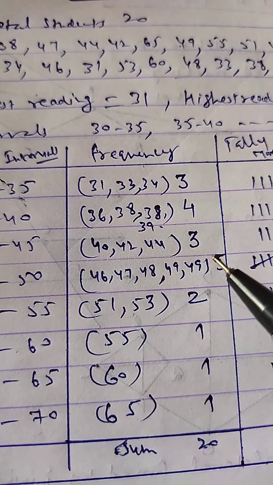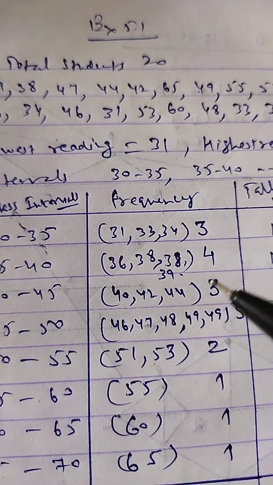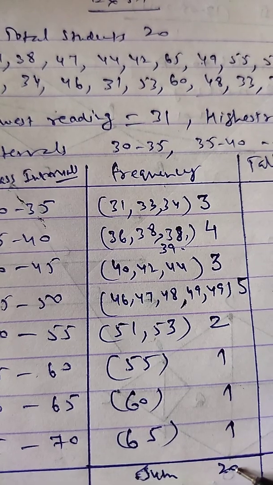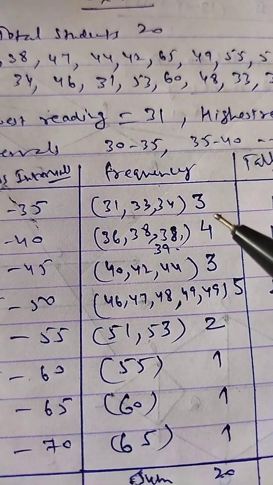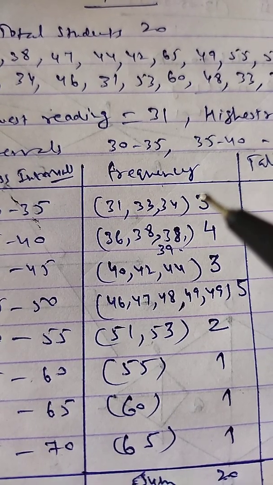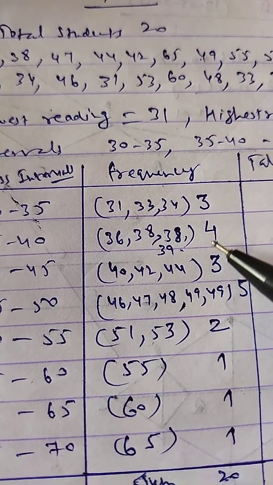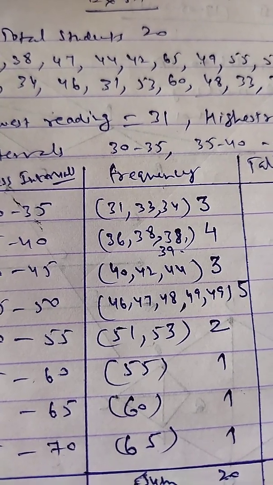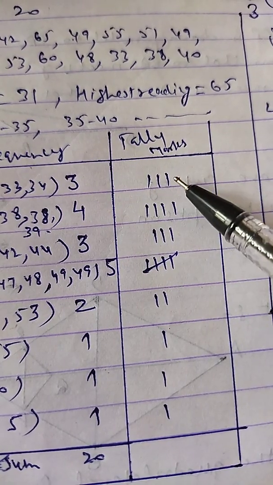As the total number of students given is equal to 20, the sum of the frequencies must be equal to 20. If it comes different from 20, it means something is wrong, so you need to correct that. Please pay attention to this instruction. Whatever the total number of students or total number of buildings, that should be the sum of the total frequencies. So 3 plus 4, 7 plus 3, 10 plus 5, 15, 17, 18, 19 and 20. So your sum will be equal to 20. Accordingly you can draw the tally marks for these.